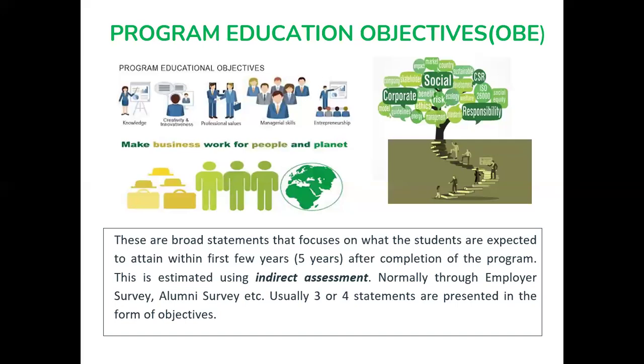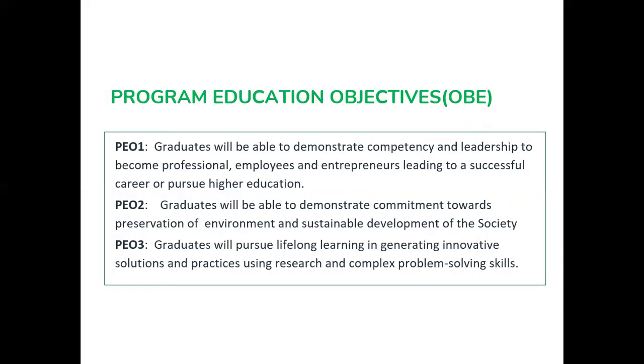This is estimated using indirect assessment, normally through employer survey, alumni survey, etc. Okay, I will give you an example of a program education objective, then you will understand it in a better way. These are a few examples, like how we will design a PEO. You can see PEO1. Graduates will be able to demonstrate competency and leadership to become professional employees and entrepreneurs, leading to a successful career or pursue higher education. So this is one of the PEOs designed here as an example.